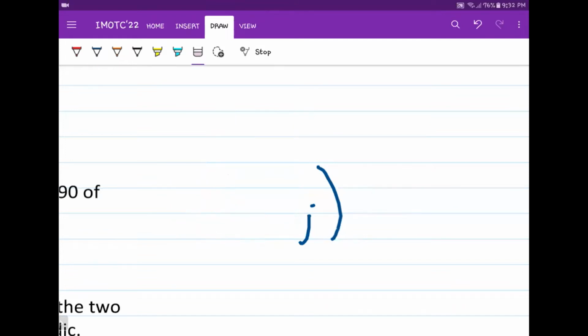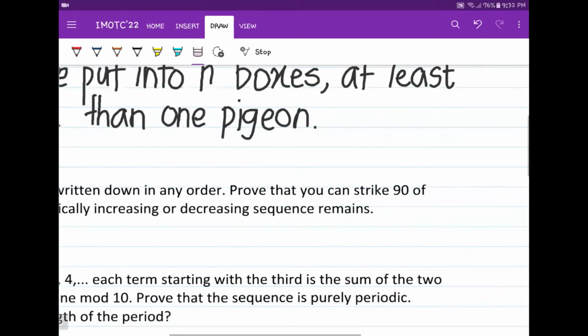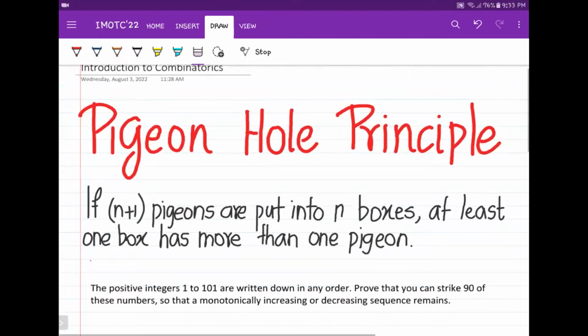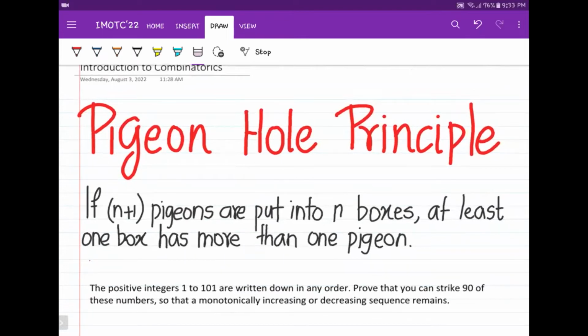Yes. Cool. So let's go to the first problem. But that doesn't prove that it's purely periodic, right? How do we know that there won't be some bit at the start that's left over? Two pairs will repeat and the period of that sequence will be at most 99.